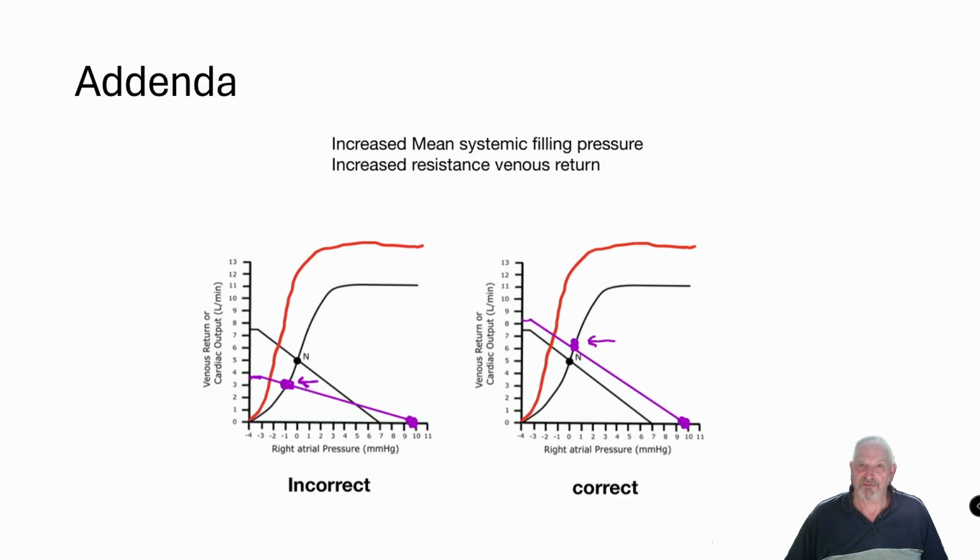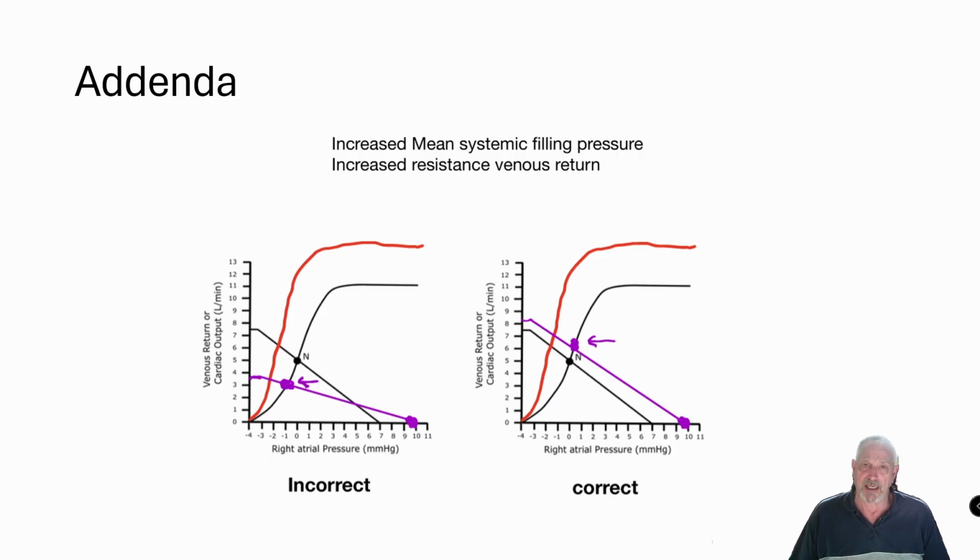So we need to finish up with a couple of quick addenda items. The first is to look a little bit more closely at the last notation that I made for you on resistance to venous return. The issue is, if you increase mean systemic filling pressure and increase resistance to venous return, you might draw it like you did on the left there that's labeled incorrect. And what you see is the new intersection point would actually be a cardiac output that is below the original cardiac output. And we never do that.